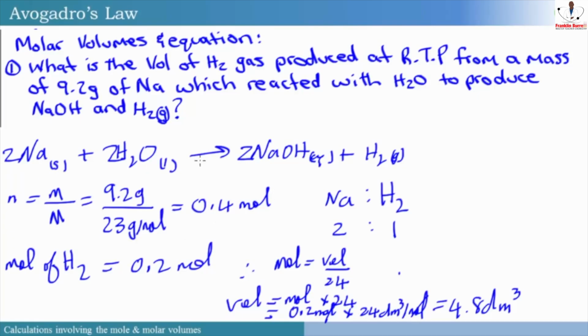First, write your equation, balance it. Secondly, use the quantity given in the question to convert that quantity to moles. Then use the mole ratio to find the moles of the required substance. And finally, convert the moles of that substance into what is required, whether it be mass or volume.